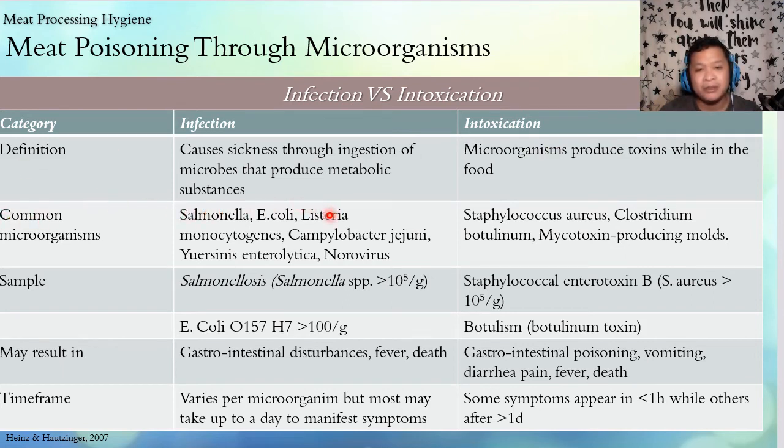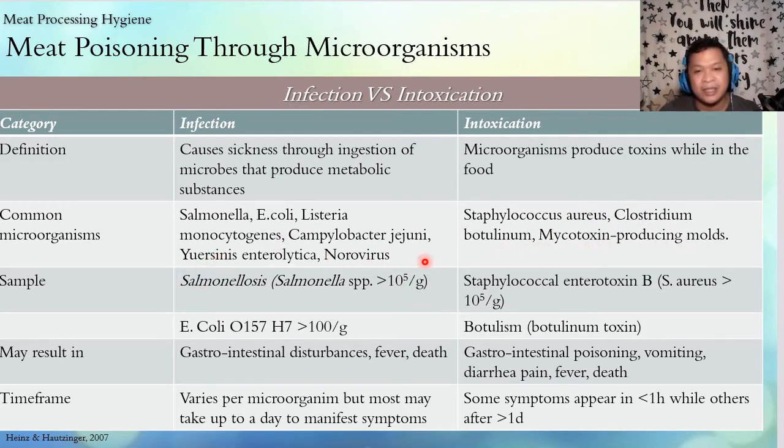It's important to note the differences between microorganisms, especially in meat, in infection versus intoxication. So, for infection is usually Salmonella, E. coli, Listeria, and so on. While sikat na sikat for intoxication ay yung staph natin, Clostridia, and then of course toxin-producing molds.